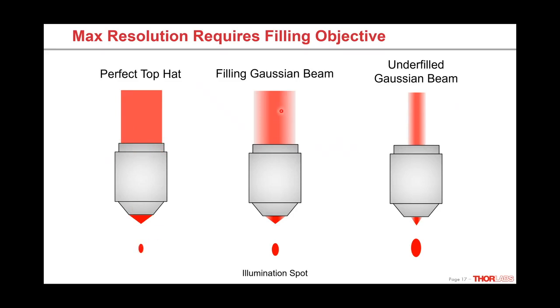Now, real lasers have a Gaussian distribution of their beam. So with more energy in the middle of the objective than near the edge, you get a slightly reduced resolution and a larger illumination spot. Now, if your scan engine limits the size of the beam that can be achieved, you may underfill the objective even further, reducing your resolution even further.